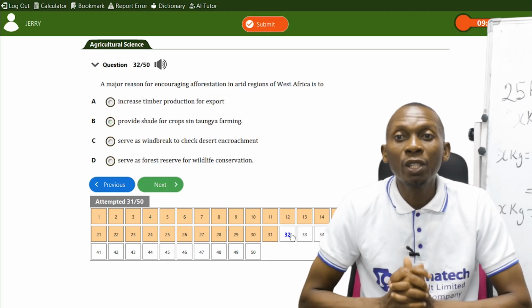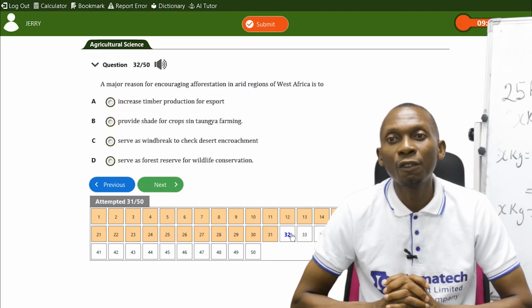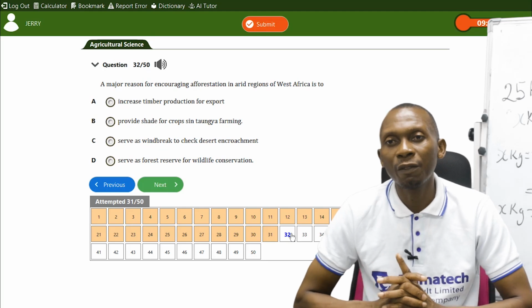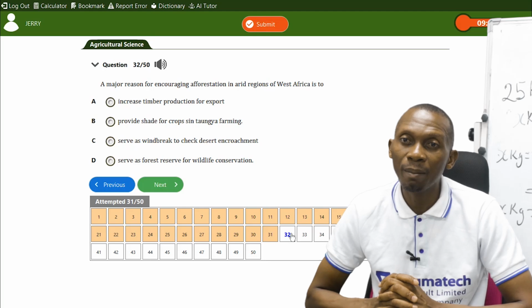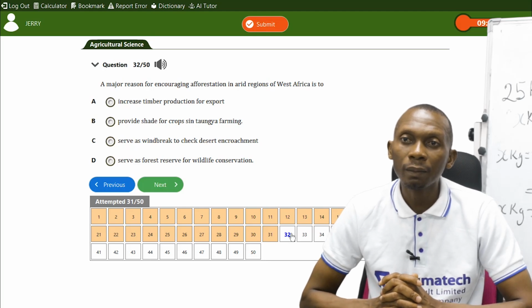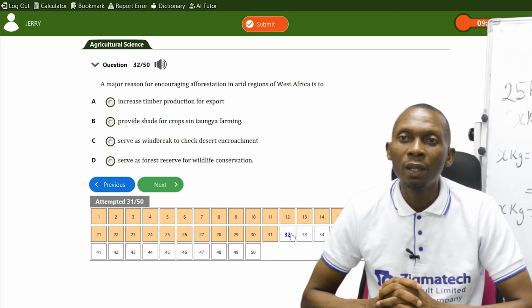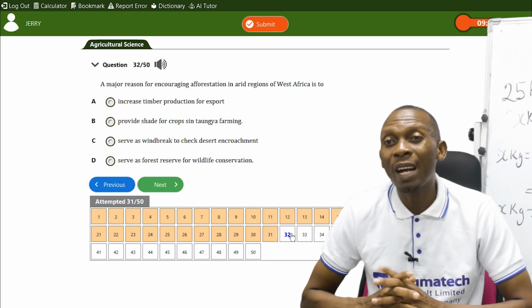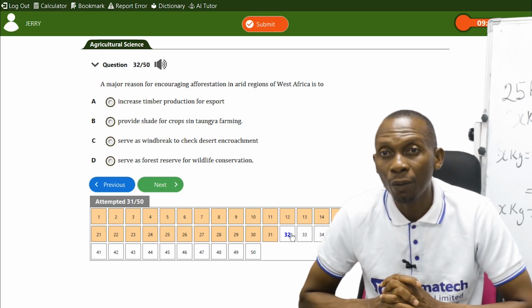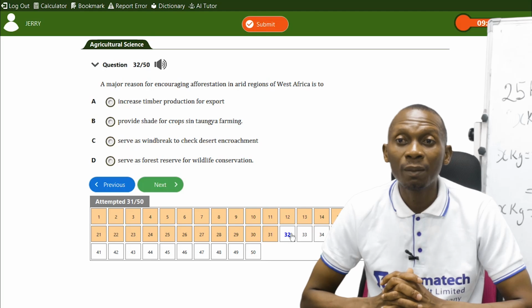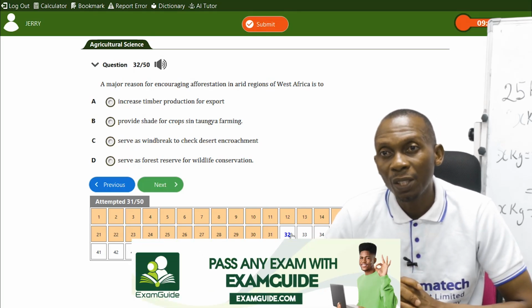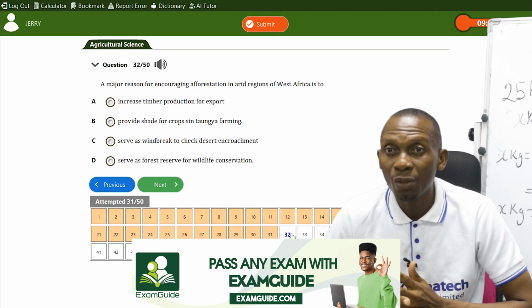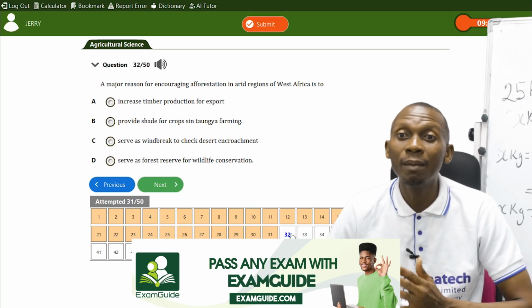A major reason for encouraging afforestation in arid regions of West Africa is to increase timber production for export. Now, arid regions are the dry regions with very low rainfall, and such regions usually experience a lot of wind. So, but let's look at the options. They said increase timber production for export. That's not the major reason. It could be a reason, but they said the major reason.